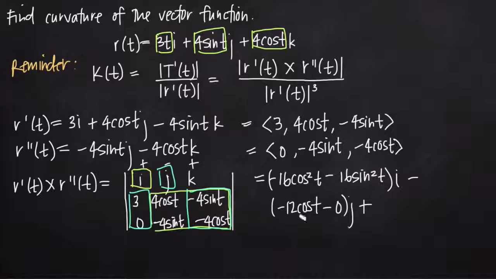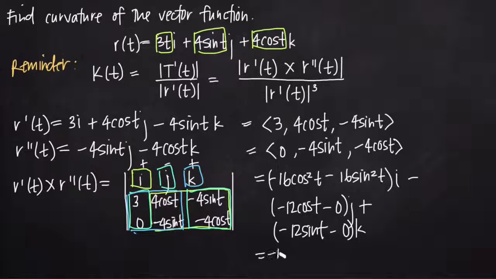Then we're going to add, because we have this plus sign here, the components for k. So when we look at k, we're looking at everything outside of the row and column that includes k, which is those 4. So we're going to get 3 times negative 4 sine t is negative 12 sine of t, minus 0 times 4 cosine t, or just 0. So we multiply that by k. Now we just need to go ahead and simplify here.